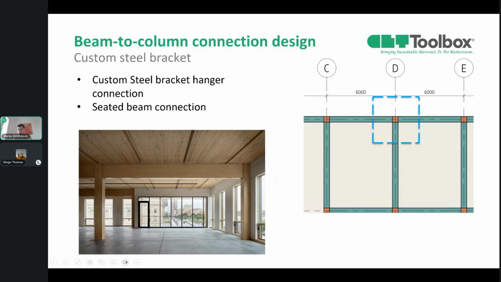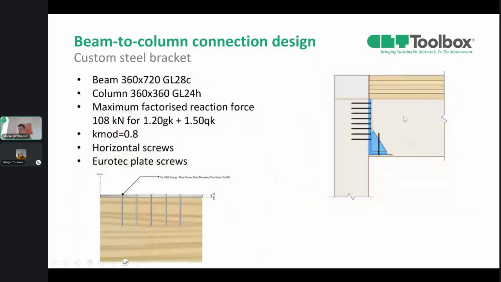In this case, we have a hanging GLT beam that we need to connect on the side to a GLT column. We can use a variety of proprietary products, but in some cases, custom steel connections are the best solution. This could be because of architectural requirements, high reaction forces, or other reasons. In this case, we'll try to design one of these connections. We'll fix the steel bracket with a set of horizontal screws as described in the image on the right, and we'll have a seated connection while the beam will be supported.